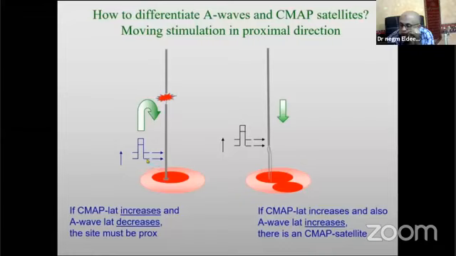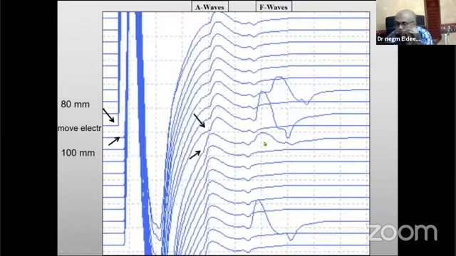When you have an A wave and you move proximally with the stimulator, the CMAP comes a little later and the A wave comes a little earlier, so they go in opposite directions. If we have the same thing here, we stimulate and then more proximally, then the CMAP and the late components follow each other. They move together. I will show a few examples.